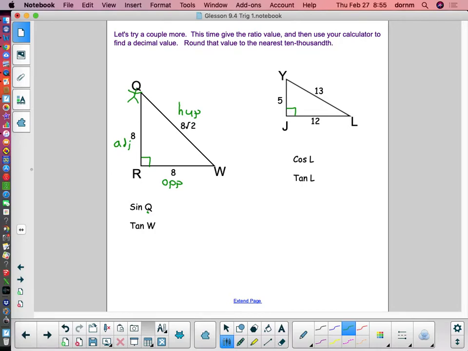It's a 45-45-90, isn't it? Or pattern, 8-8-8 root 2. Oh, so I know the angles are going to be 45s. Yay! But that doesn't tell me the sine and cosine. So what's the sine of Q?